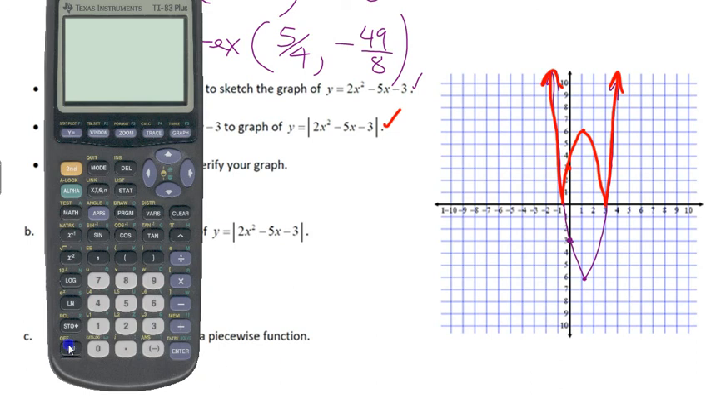Okay, use technology. Let's go to our graphing calculator. Change that to y equals. I still want absolute value, so it's under math and then num. 2x squared minus 5x minus 3. So that was handy. And hit graph. Okay, and there's our graph. Looks pretty much the same.